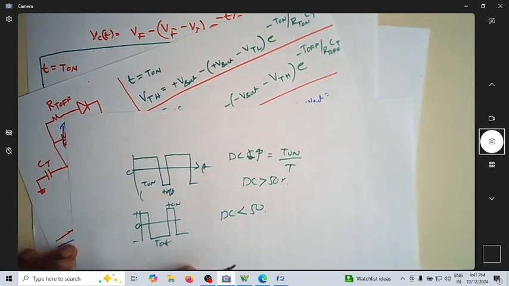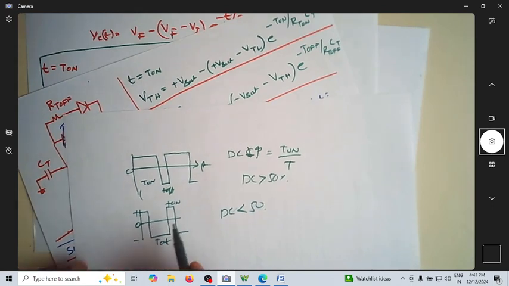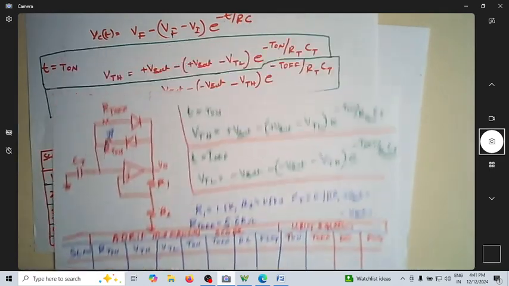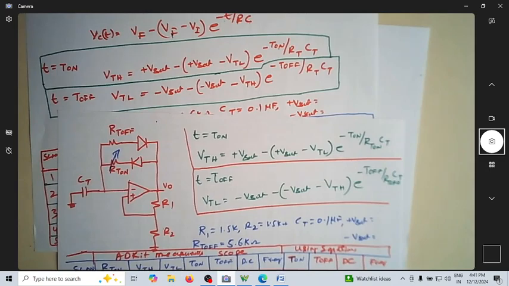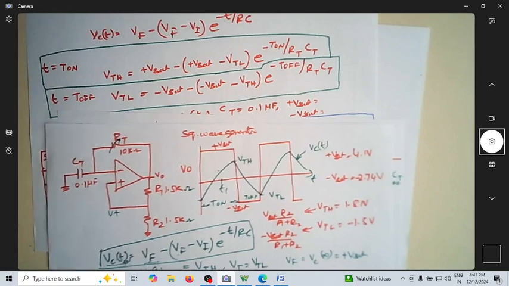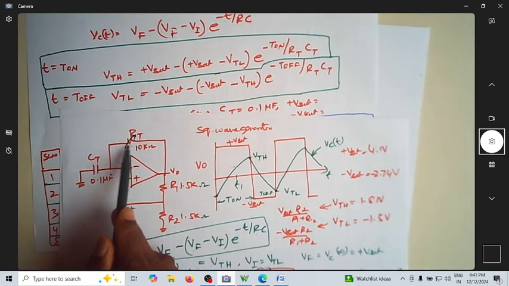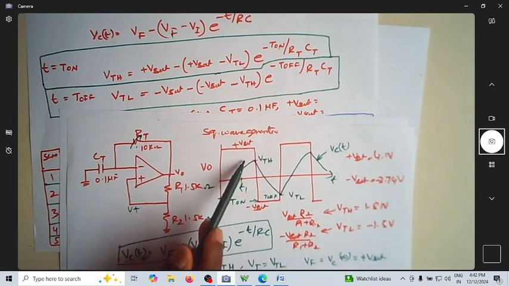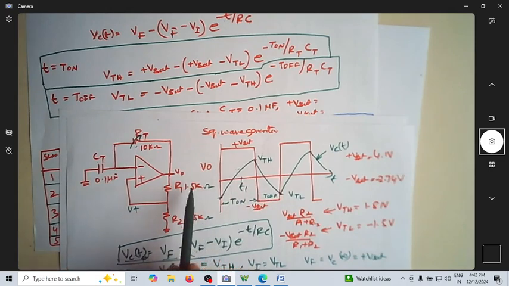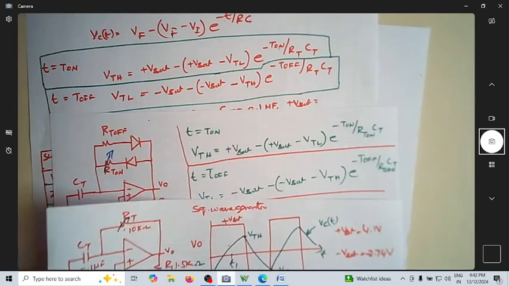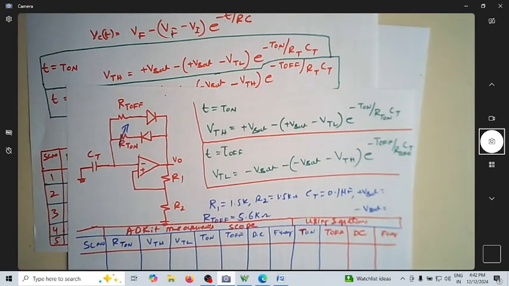This I can get, provided I have different charging and discharging paths for the capacitor to charge and discharge. Now in the previous circuit, we had only one path for this capacitor: it was going to the plus V side through this RT, and discharging to the minus V side through RT only. The charging and discharging paths were the same, meaning the charging rate and discharging rate were the same. So that's why we had a constant duty cycle of 40% throughout different values of RT.